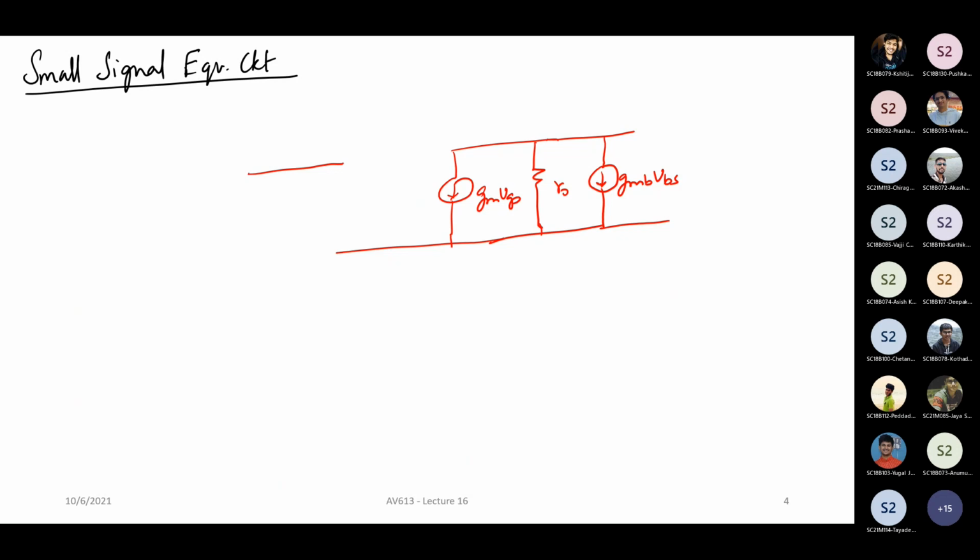Now, what happens in this particular circuit? You are having the transistor. The gate is connected to VB, which is a DC voltage and hence an AC ground. So let us ground the gate. And then we have RD here to VDD. So which means you have RD connected to AC ground, right? So this is Vout. And what else do we have?